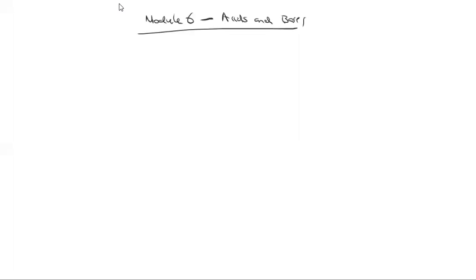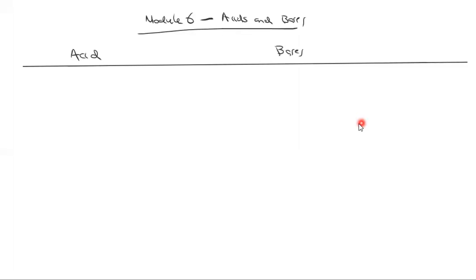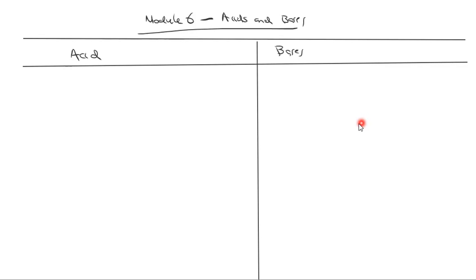So for Module 6, we're basically going to be looking predominantly at acids and bases and what they are. So your acids and bases, remember, from your junior science, you've got acids, you've got bases. You need to know their properties, even before you look at all the more specific definitions that we obviously need to get into in this module.